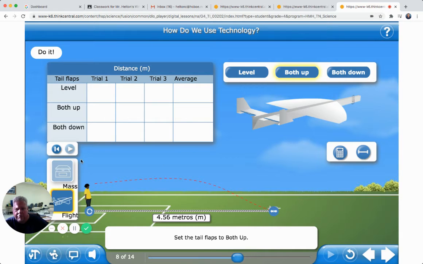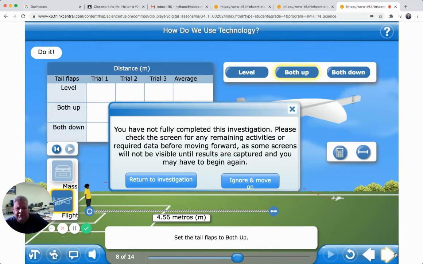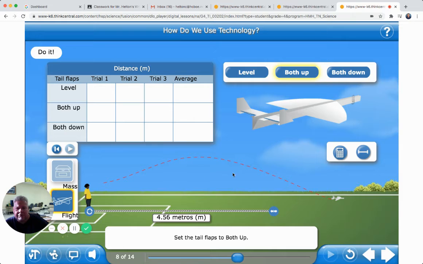Okay. Try again. I think it did make it go higher, don't you? I guess we'll measure it again. I'm not really sure what we're supposed to do here right now. I'm figuring this out with you. I guess we're supposed to type it in up here. So with the level, the trial one, it went 4.56 meters.